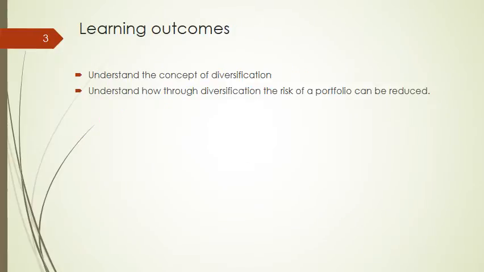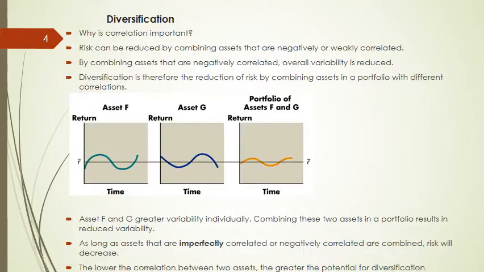What you should be able to do after this lecture is to understand the concept of diversification and also understand how diversification can reduce the risk of a portfolio. So one of the central concepts that we discussed in the previous lecture was correlation, and diversification is the reason why correlation is important.